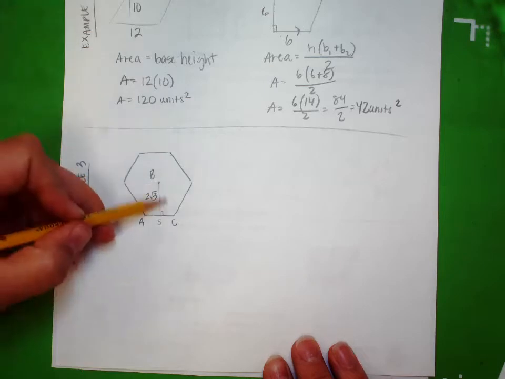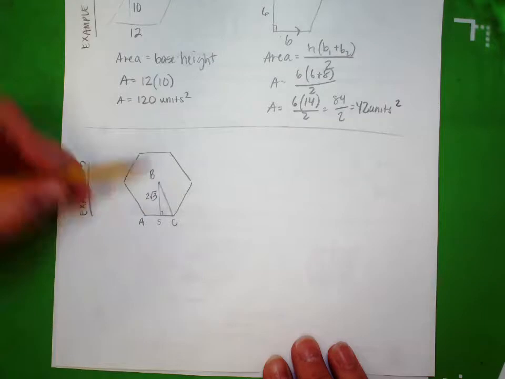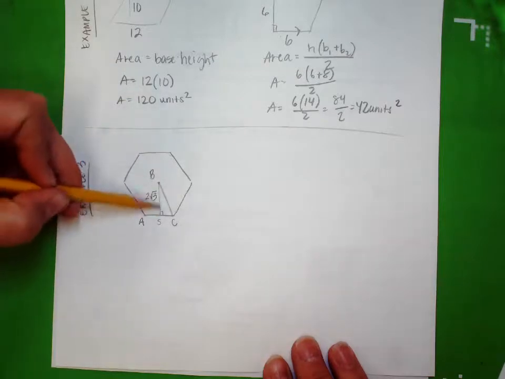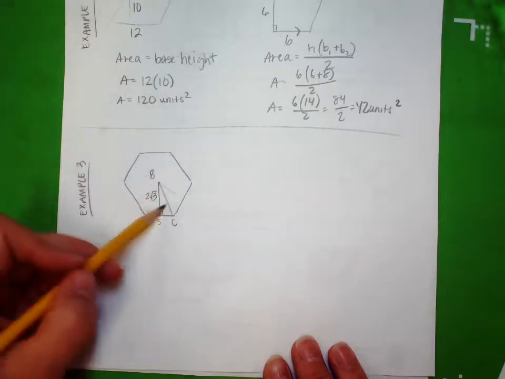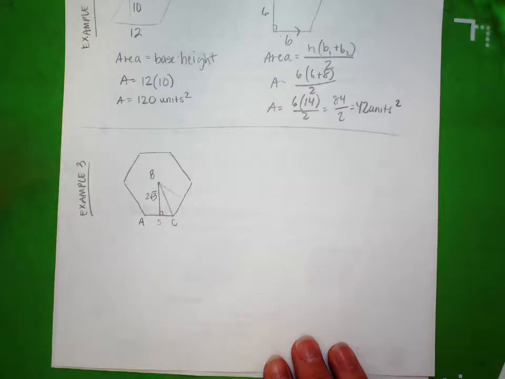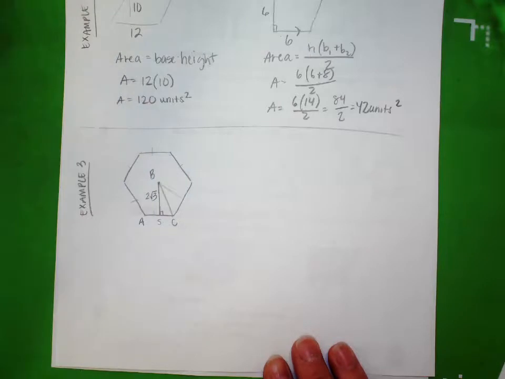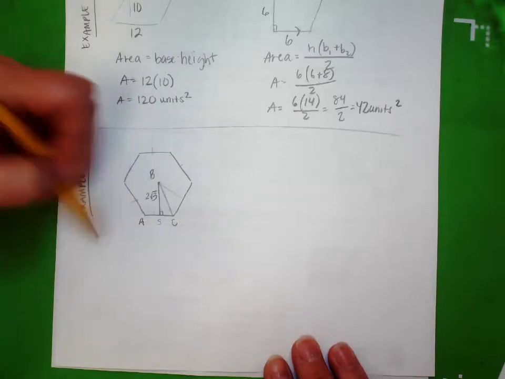If you find the area of this triangle, it's going to help us find the area of the hexagon. The hexagon is made up of a bunch of those little triangles. They're all going to be the same because it's a regular shape. All of the base numbers are the same. So first we need to find the length of AC.